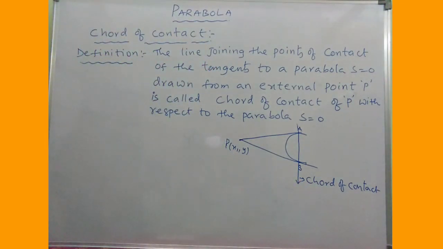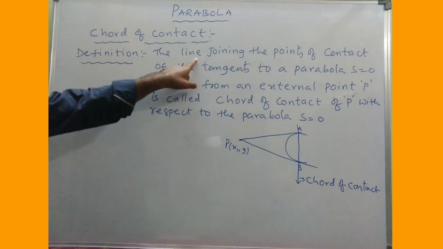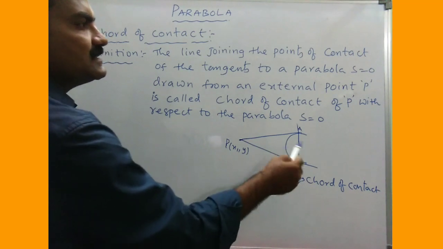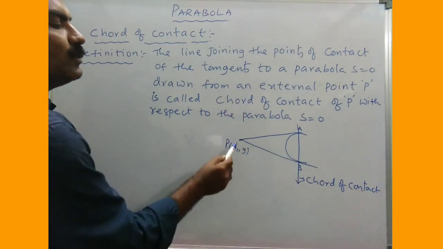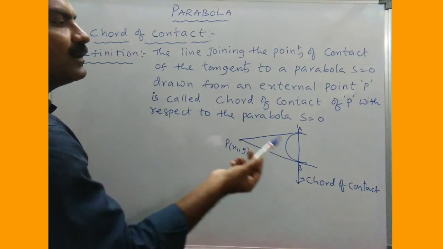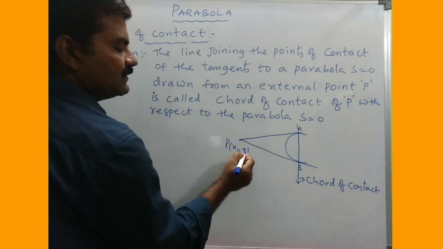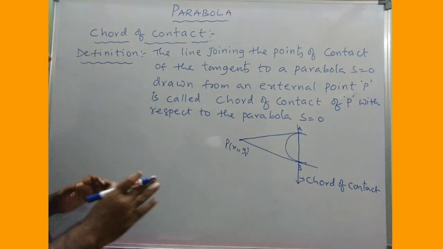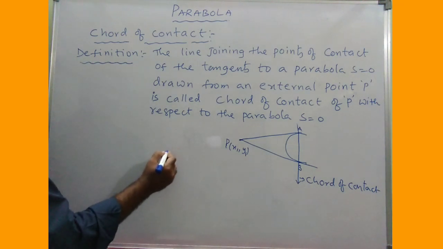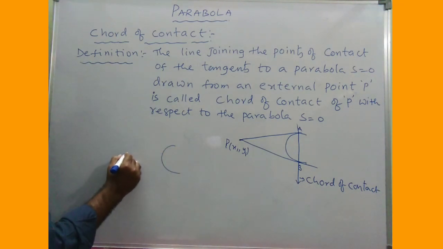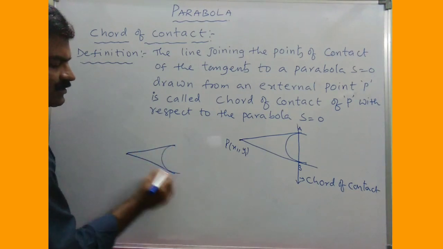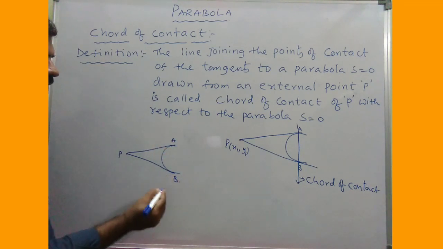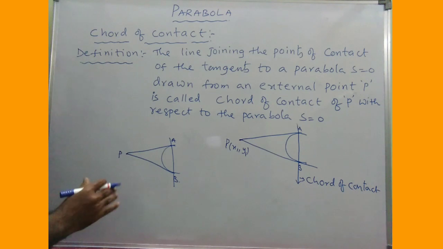Now look at the definition, you can understand well. The line joining the points of contact of the tangents to a parabola S equals 0, drawn from an external point P, is called the chord of contact of P with respect to the parabola S equals 0. Right? Now let me draw the same situation once again. These are the tangents drawn from a point P, and A and B are the points of contact. Then the line passing through AB is nothing but the chord of contact.